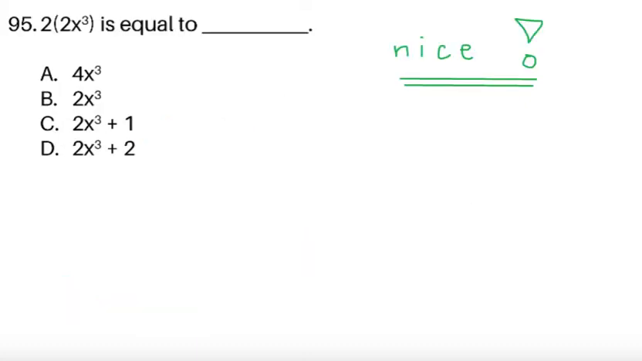Next, 2 times 2x cubed is equal to, and 4 choices. This item is pretty trivial, so I guess it's just a bonus for us. For 2 times 2x cubed, what we have to do is just multiply this 2 and this 2 on the inside. So that becomes 4x cubed. Pretty simple. So there we have choice A.